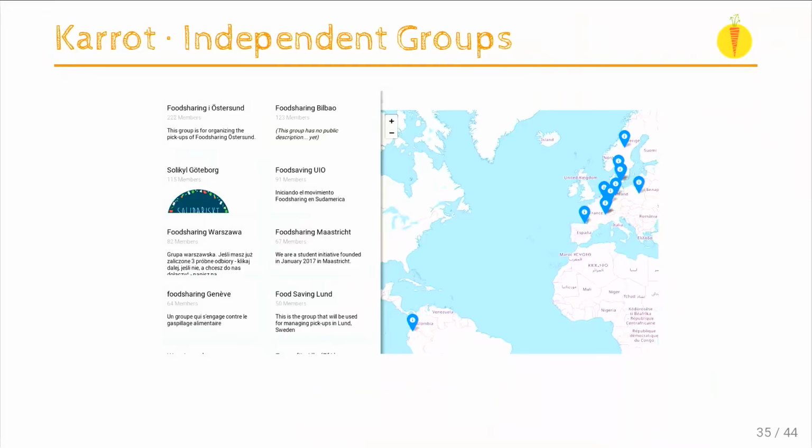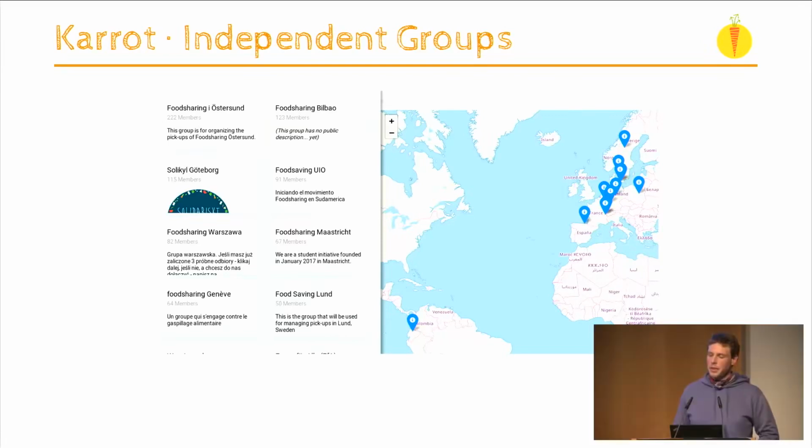Another decision in Carrot has been made to separate the groups from each other, not to actually isolate them, but to make sure that they don't harm each other. But we still keep them visible so that they can learn from each other. The groups are in different countries, so they have a different social and legal context, and every group wants to set up their own rules, and sometimes there might be a conflict between the groups, but here they cannot harm each other.